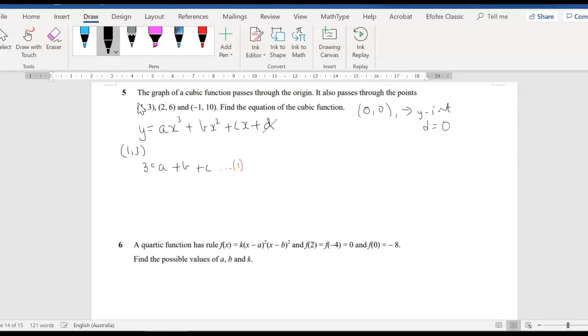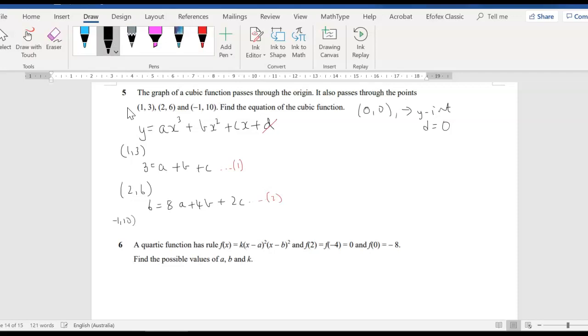All right, then I'm going to substitute in the point (2, 6). So we're going to have 6 equals, now it's a bit harder. So 2 cubed is 8, so 8a. 2 squared is 4, so 4b, and then 2c. All right, and then let's substitute in the third point, and maybe I can squeeze it in, do you reckon? I'm always very ambitious. All right, let's squeeze it in.